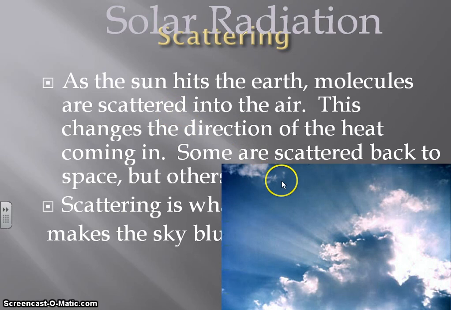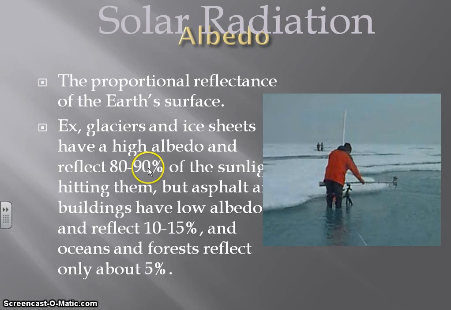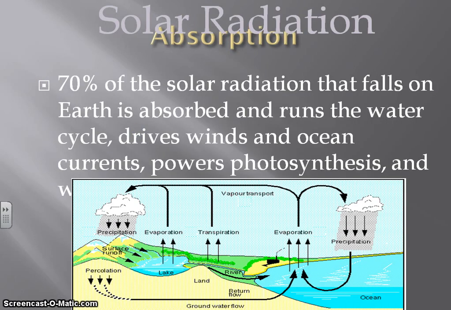Scattering is what makes the sky blue. The sun hits the earth at different angles, and at different times of the day you see different colors. It's most obvious during the sunrise and sunset. Albedo is that effect that the white colors on the earth have. So the glaciers, the ice sheets, they can reflect a lot of that heat back. On the other hand, black asphalt, dark blue ocean absorbs a lot of that heat.